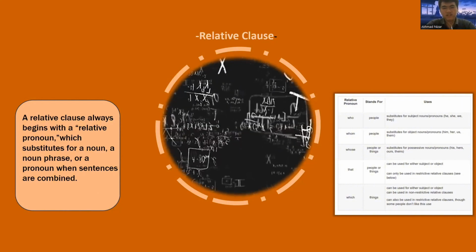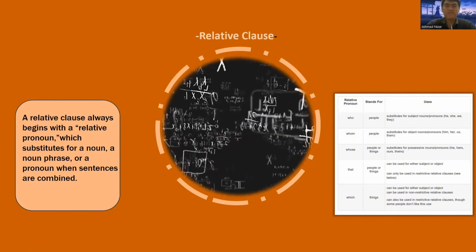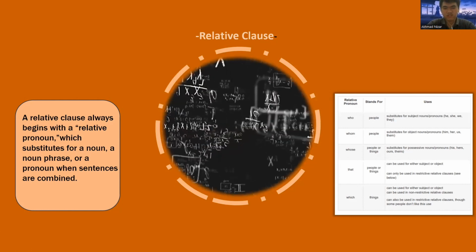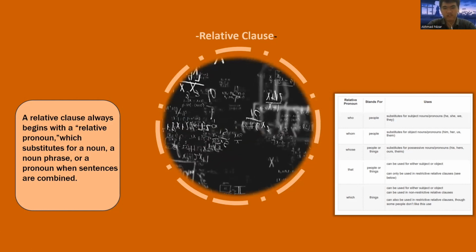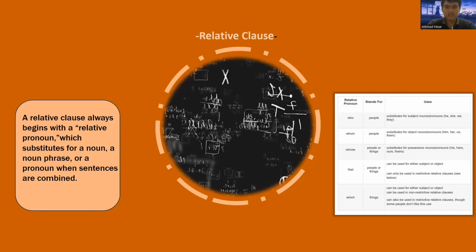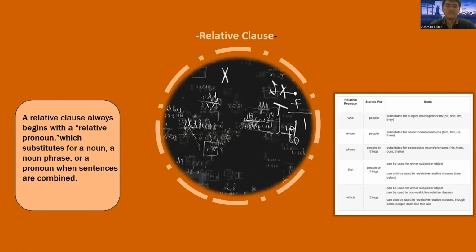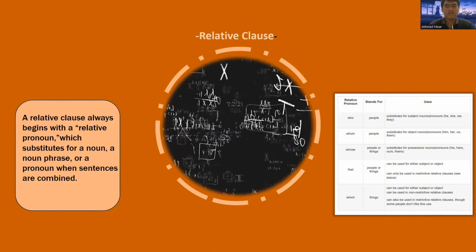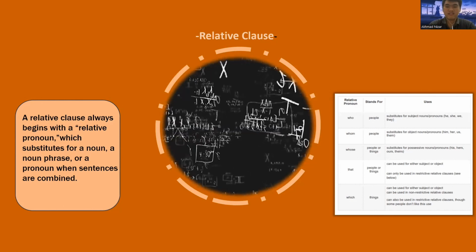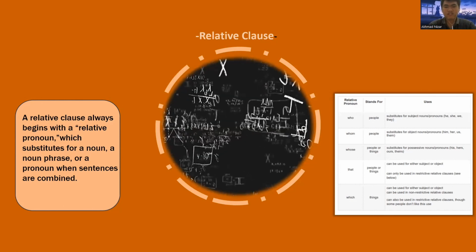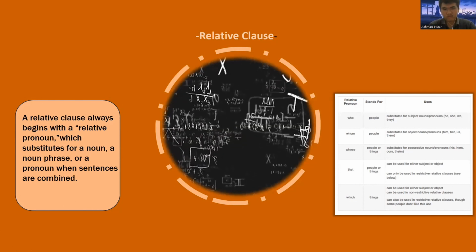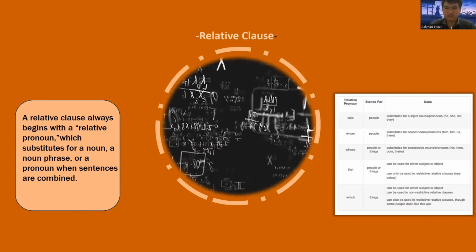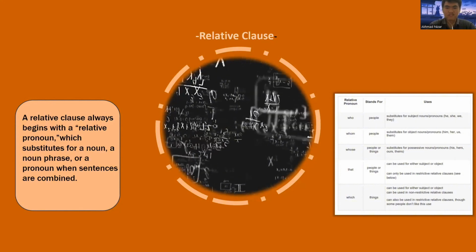Okay, so the next one is whose. It stands for people or things. It is used to substitute for possessive nouns or pronouns like his, hers, ours, and theirs. The fourth one of the relative pronouns is that. It stands for people or things. It is used for either subject or object and can only be used in restrictive relative clauses.